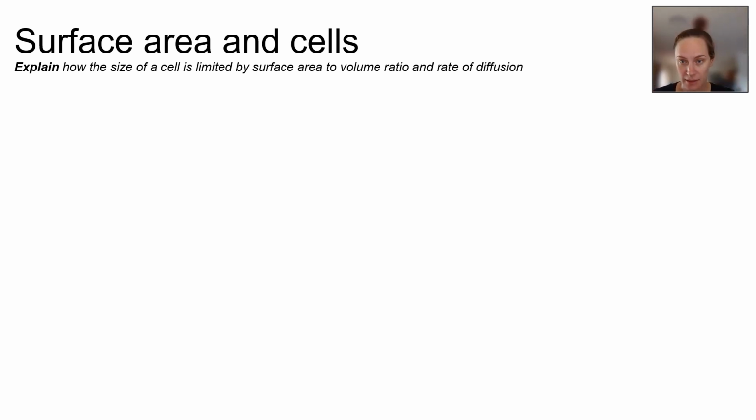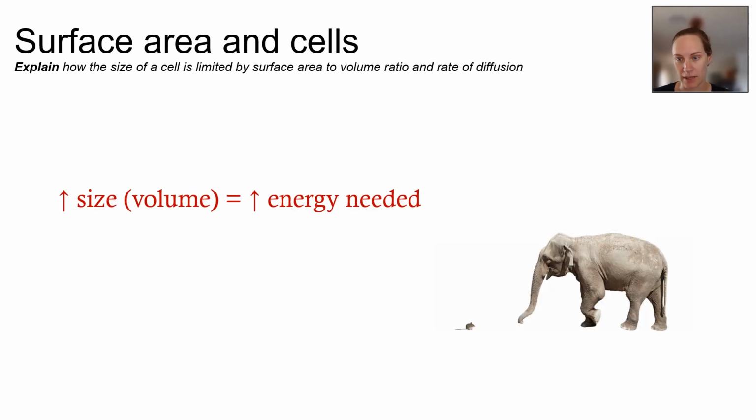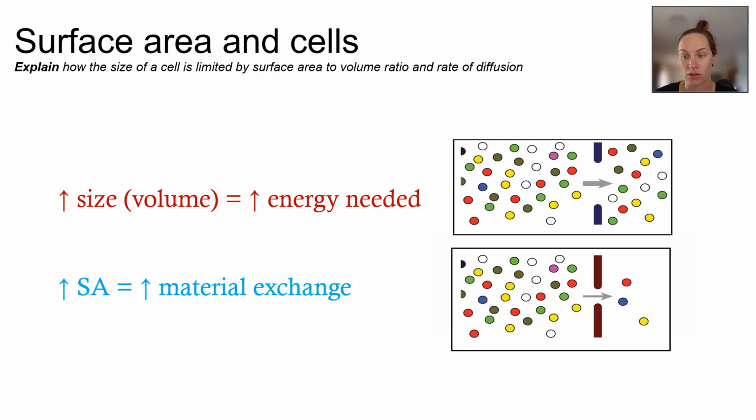So they need to get things in and move things out. And the larger the cell volume, the more energy is going to be needed, right? That makes total sense. It's the surface area of that cell that facilitates the nutrient and waste exchange. We know the selective permeability of the membrane is going to allow things to come in and out. So the larger the surface area, the more exchange of nutrients can actually occur.